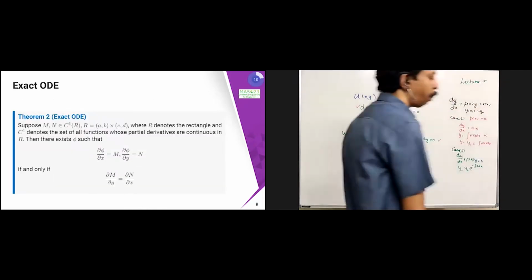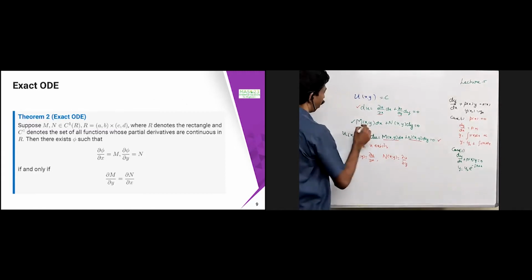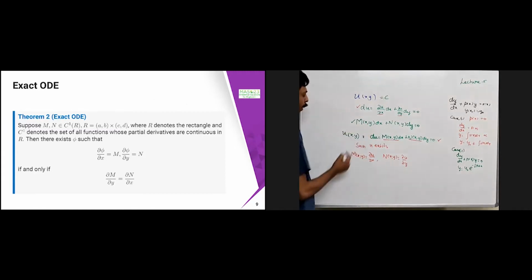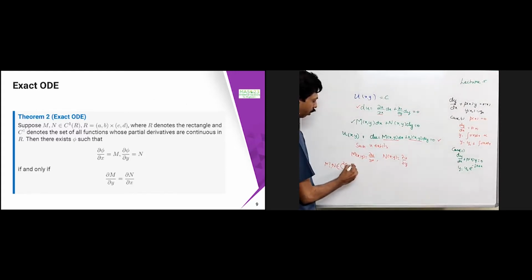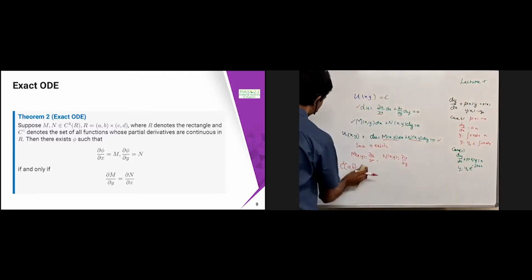Now, suppose this needs to be exact, then what is the condition I require? That I have to see. Suppose m and n are functions of two variables, and m comma n are in C2 of a comma b.